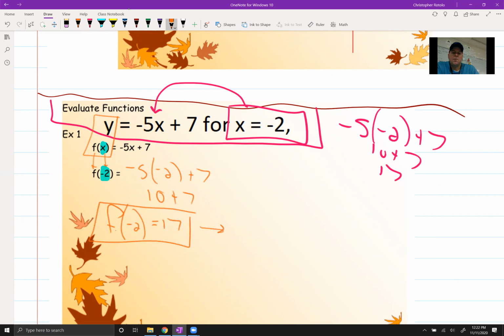Okay, this would provide me with the ordered pair. This is getting pretty far along here. So if I put in negative 2, I get 17, kind of that function machine that maybe you learned about somewhere in middle school, of how we evaluate those functions.